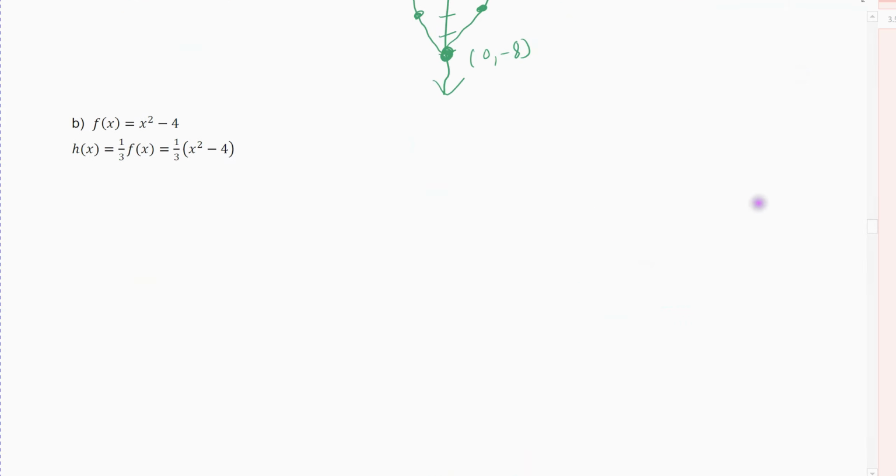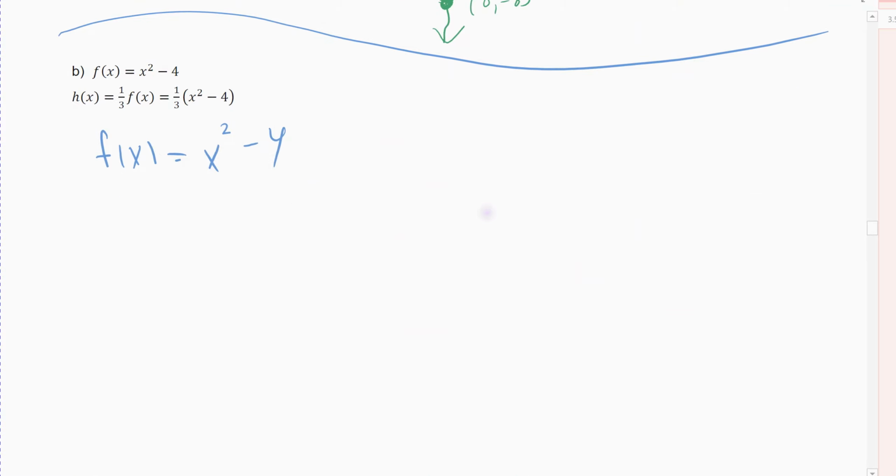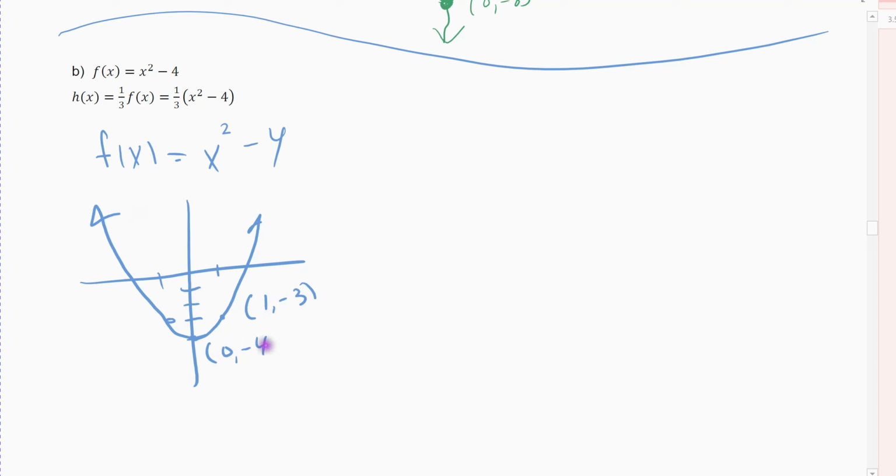Alright, let's do a compression. Same graph actually, but we're going to do a compression. Again, starting out with the same f of x, which is the x squared minus 4. So it's that function. 1, 2, 3, 4. So again, the 3 points that we're going to use are 1, -3, 0, -4, and -1, -3. This time, though, we're going to do a vertical shrinking by 1/3. And so our compression by 1/3.